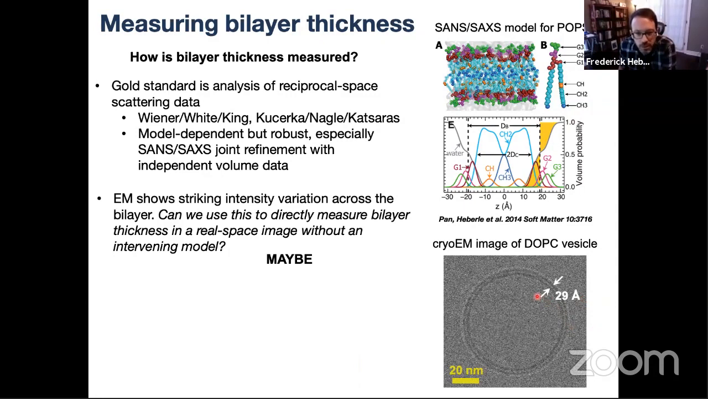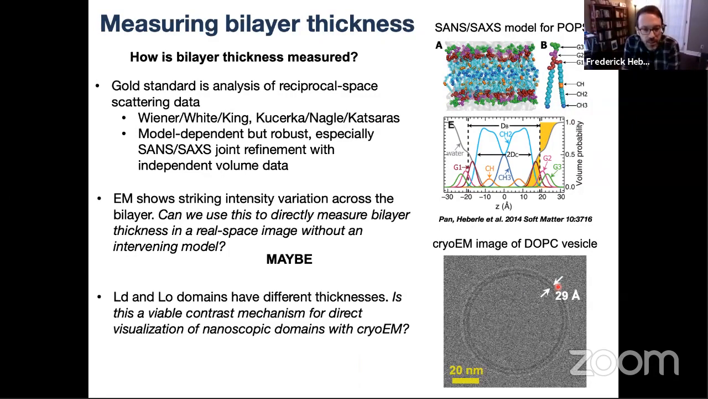But what I'll also show you is that these railroad tracks change in a very systematic way with increasing bilayer thickness. Thicker bilayers really do have a wider spacing, and regions of different thickness within the same vesicle are apparent even to the naked eye, at least in some cases. So I'll also try to convince you that the answer to this question, can we use cryo-EM to directly visualize nanoscopic domains, is yes.